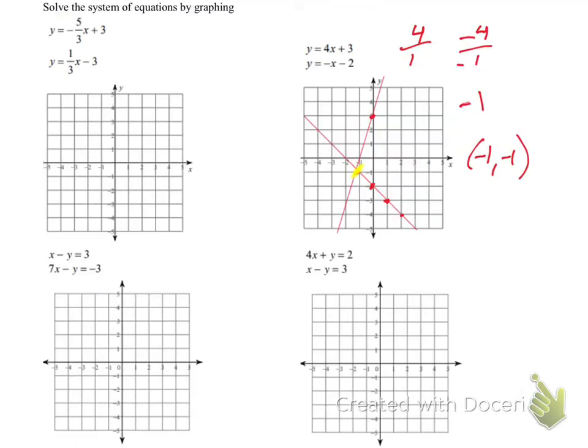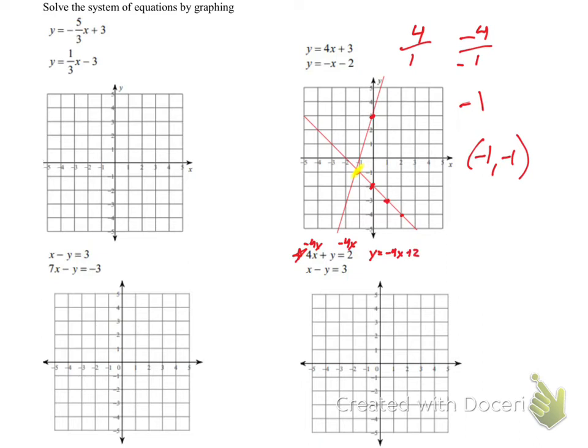All right, let's do this one. Let's see what this one is. The next one, there's something wrong with this one. I need to get it in y equals form. So I need to subtract the 4x on each side. So I'm going to get y equals negative 4x plus 2. So then I can graph that one.